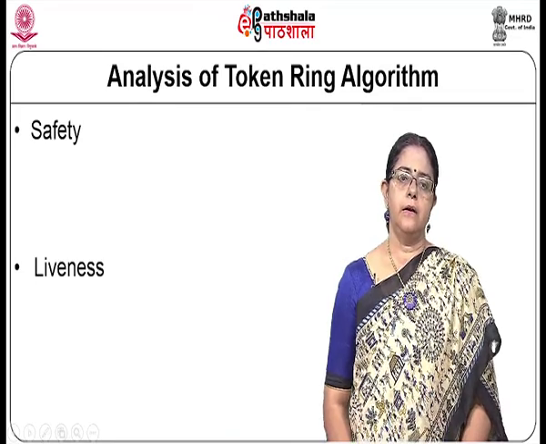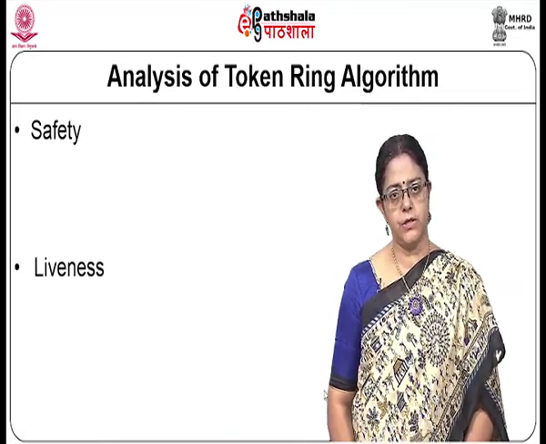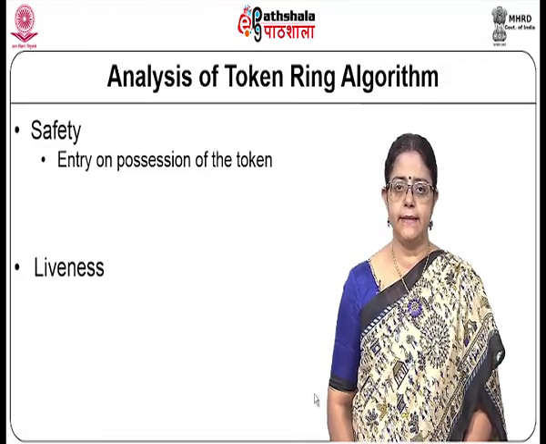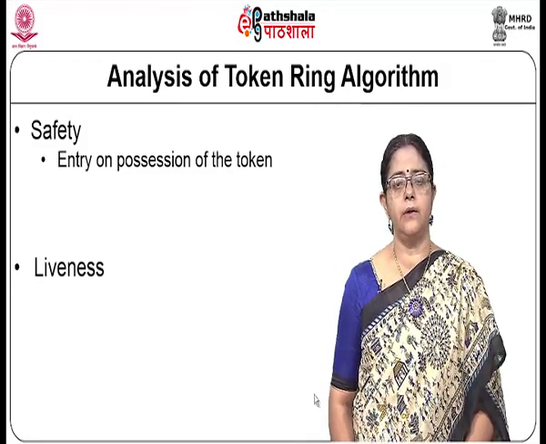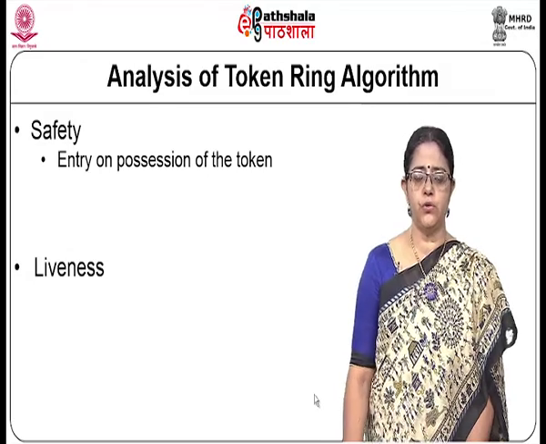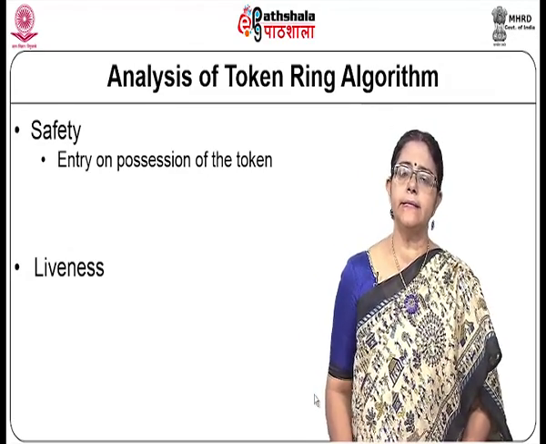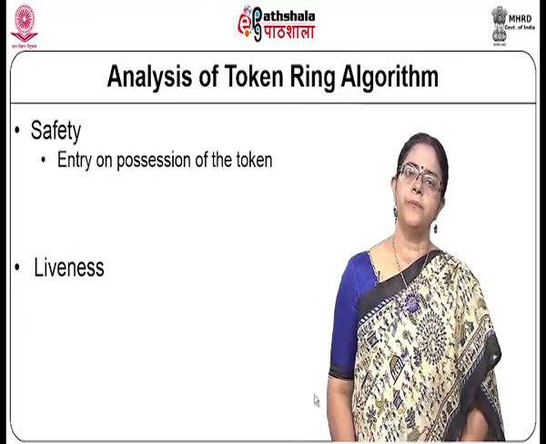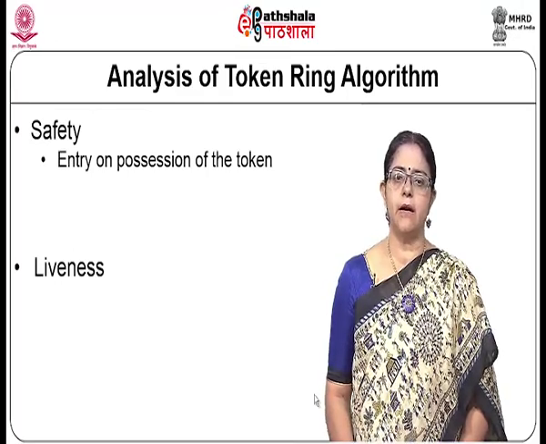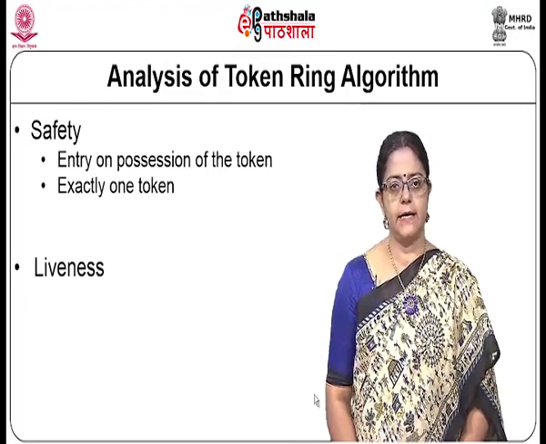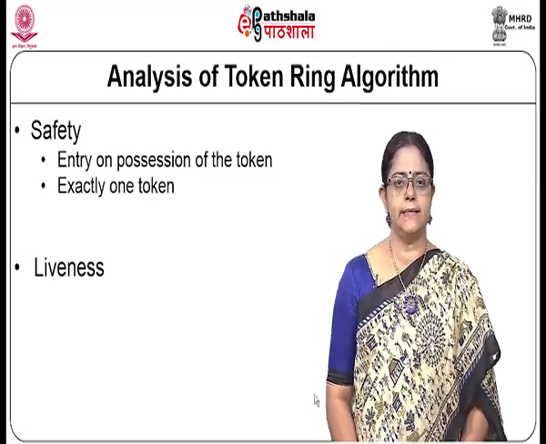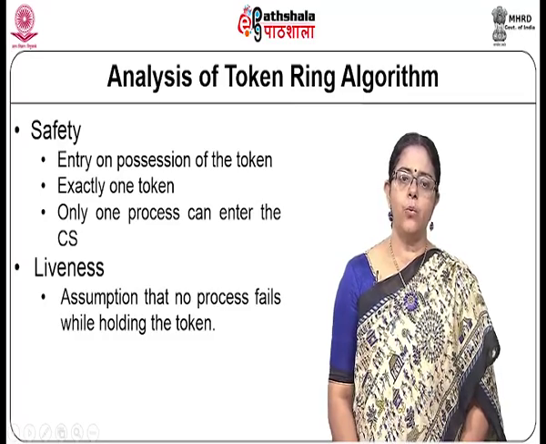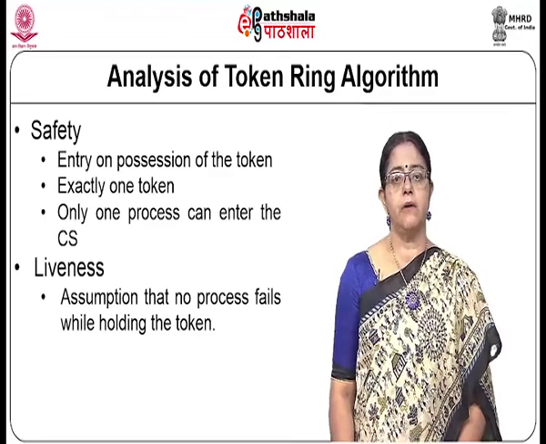So, let us look at the correctness, or analysis, of this token ring algorithm. Safety says that there should be only one process in the critical section. In a token ring algorithm, there can be only one token, and entry in the CS is allowed if and only if the process possesses the token. Therefore, since there is only one token in the environment, only one process can enter the CS at any point in time, thereby guaranteeing that safety is followed.